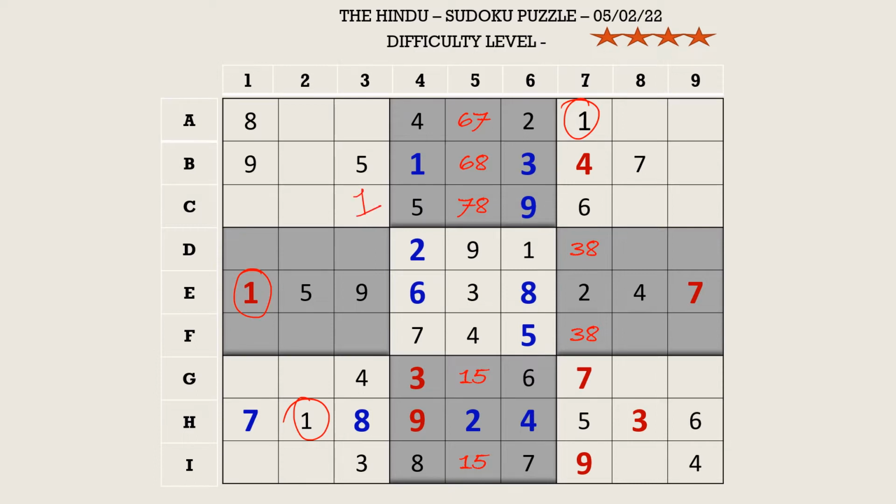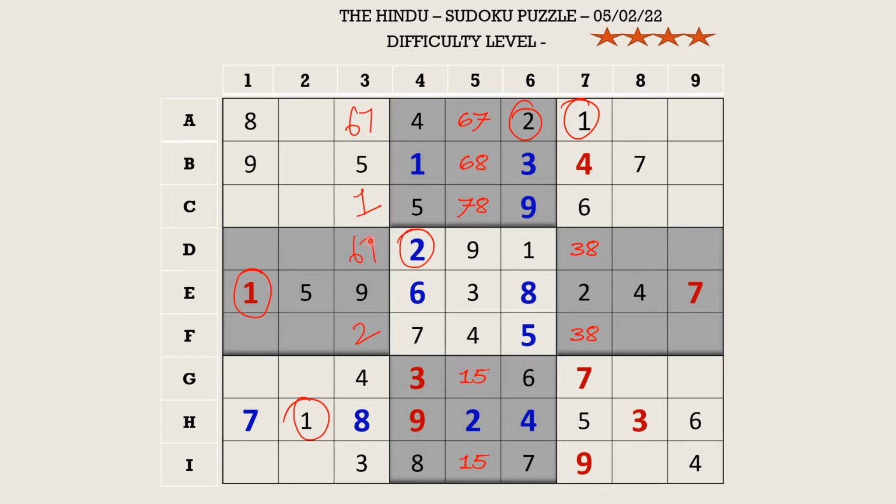Now there is a 2 here in A row which blocks this cell, and there is a 2 in D row which blocks this cell. So in column 3, F3 is the only cell where 2 can be. Now there are only 2 empty cells and the missing numbers are 6, 7. So let's fill it with the 6, 7 pair.